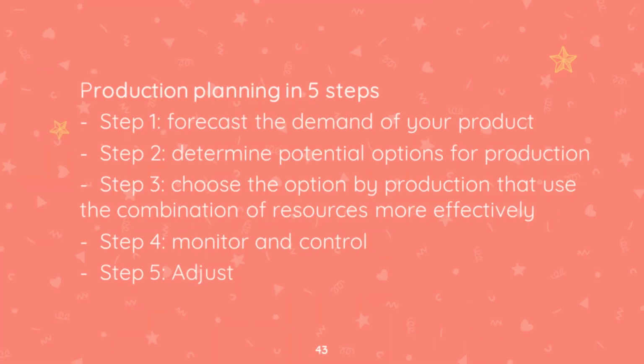Production planning in 5 steps. Step 1. Forecast the demand of your product. Step 2. Determine potential options for production. Step 3. Choose the option of production that uses the combination of resources more effectively. Step 4. Monitor and control. And last step, Step 5. Adjust.